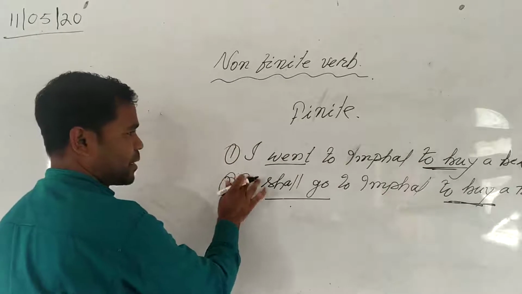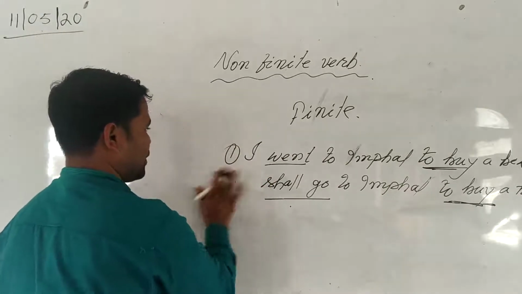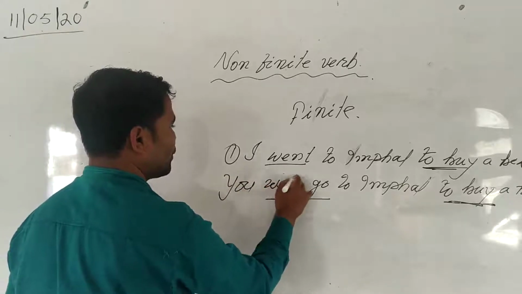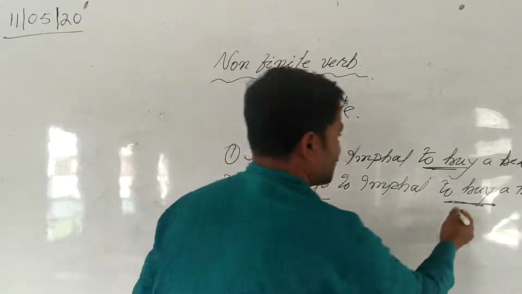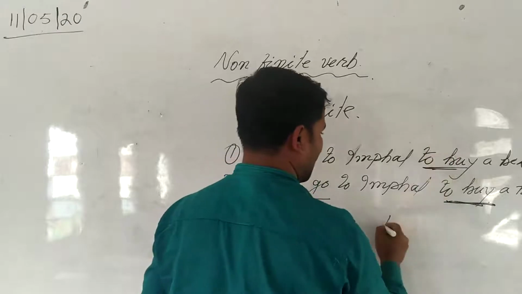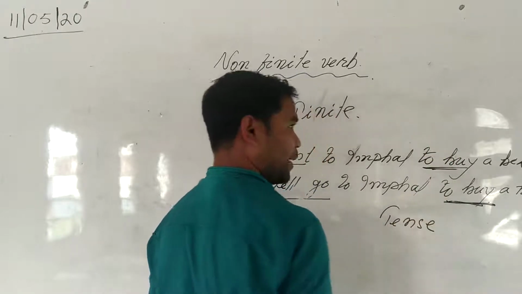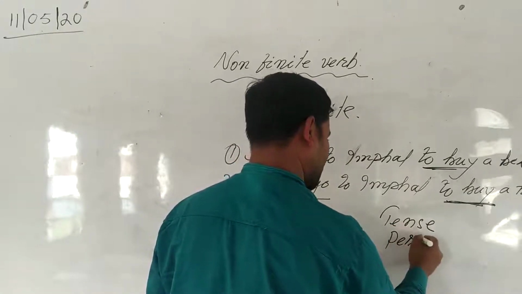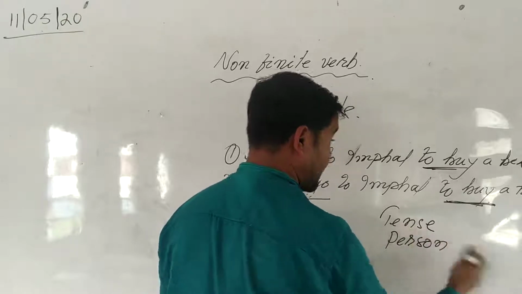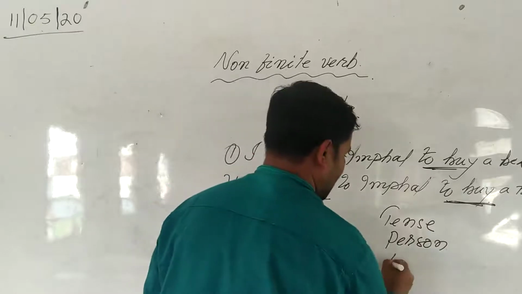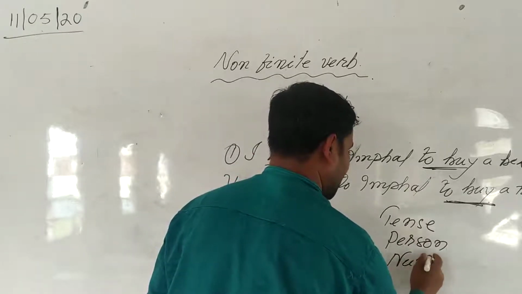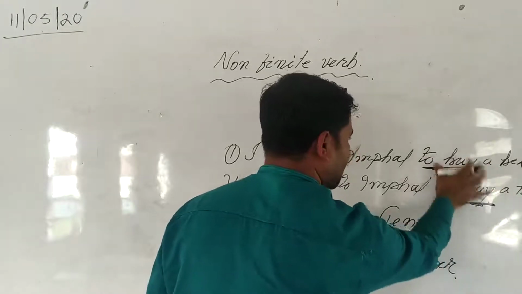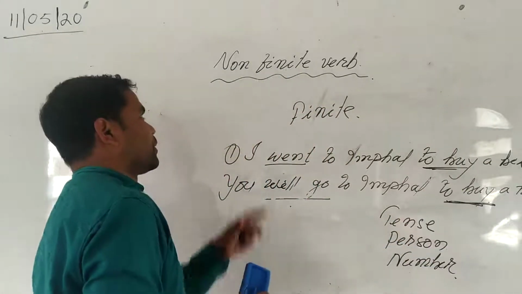Then when we consider the subject, whether it is I, you or he, it will be to buy, it stays the same. So tense does not affect the verb's form. Again, person in grammar is first person, second person, third person, and the subject's number is singular or plural. These do not change the verb's form. Such verbs are considered non-finite verbs.